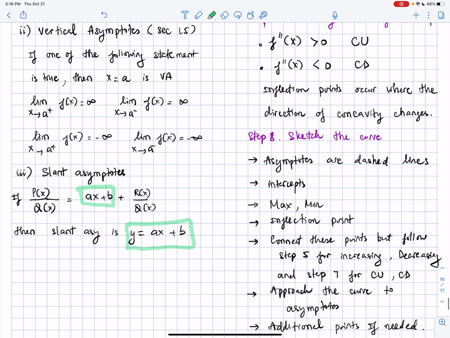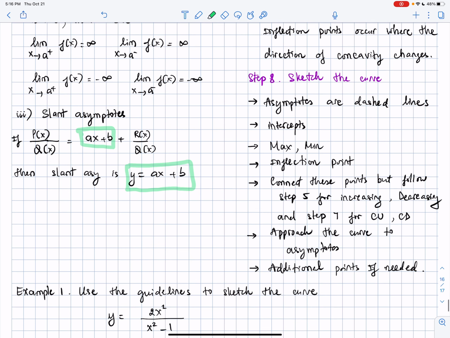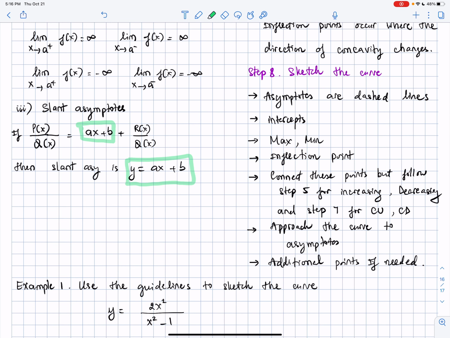Then in step number 8, we will sketch the curve. We will combine all of the information we found from step 1 to step 7. The way to do it is, first of all, we will draw the asymptotes using dashed lines. Then we will plot the points. We have x-intercepts, local maximum, local minimum, and inflection points.